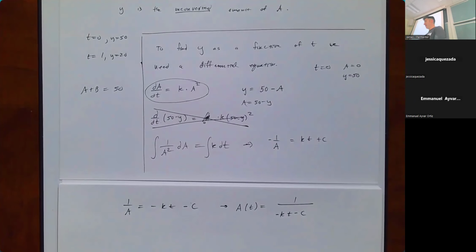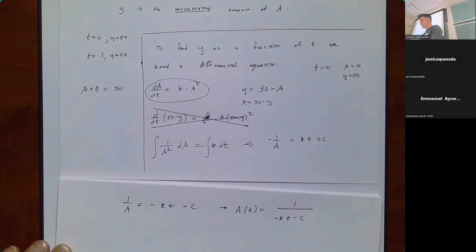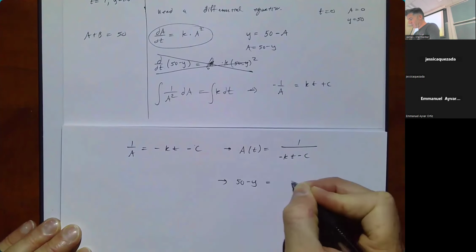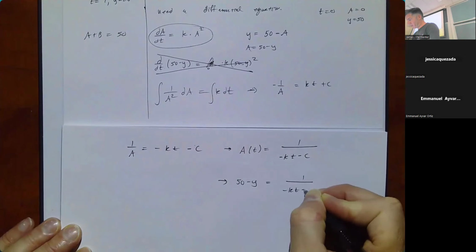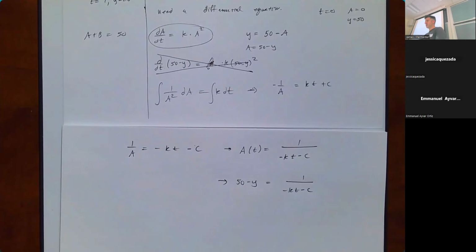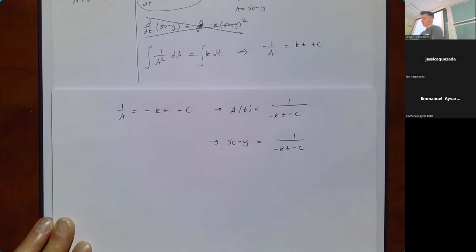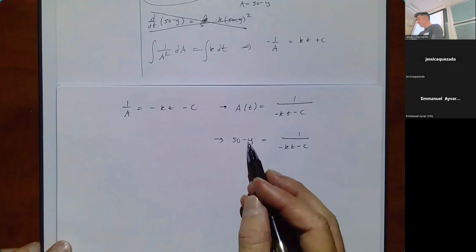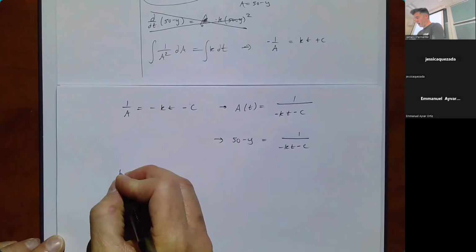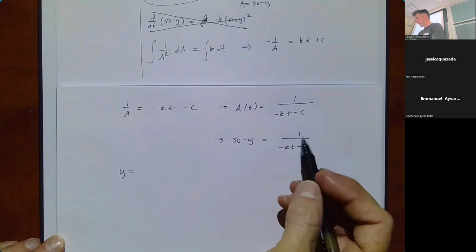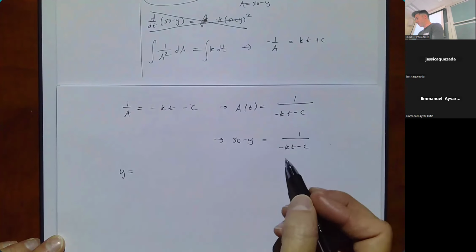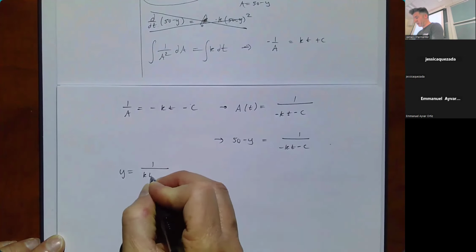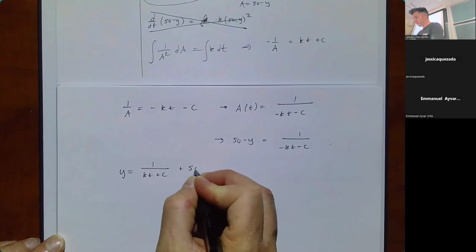And I think what we say is A is 50 minus y. So we could just replace this with 50 minus y equals 1 over negative kt minus c. Yeah, that seems a little strange though. Strange, not wrong, just strange. And if you want to solve for y here, I'm going to think about adding y to the right side and subtracting this over here. So y is equal to 50 minus 1 over negative kt minus c, which is 50 plus 1 over kt plus c.